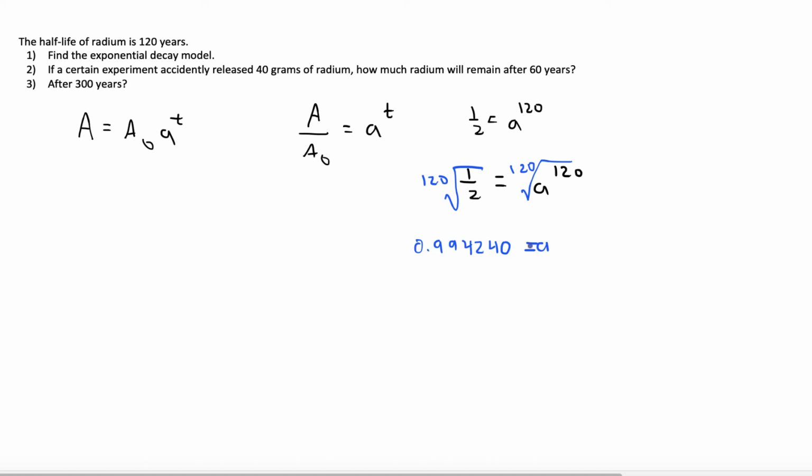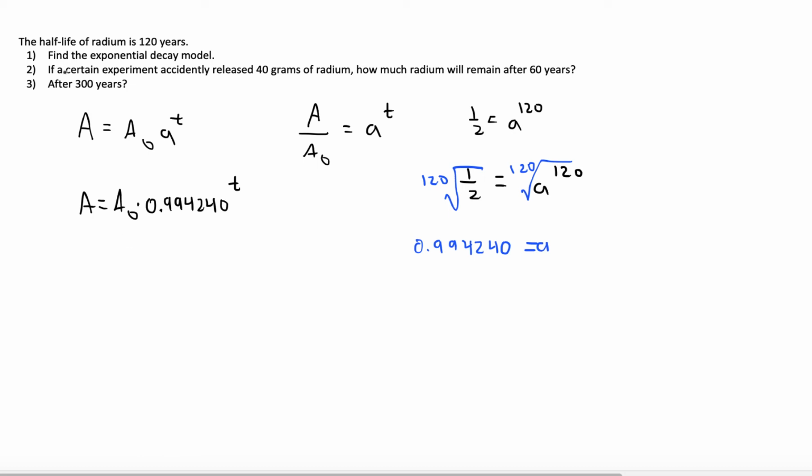So this is a. That means that our model is A equals A naught times 0.994240 to the t power.